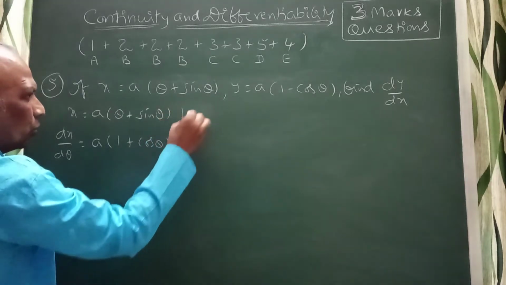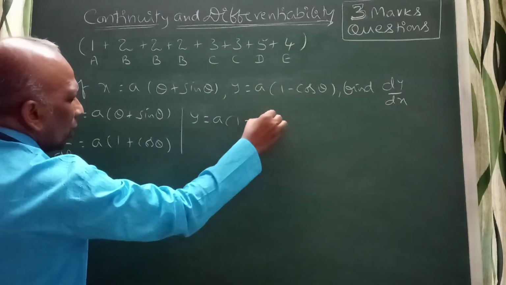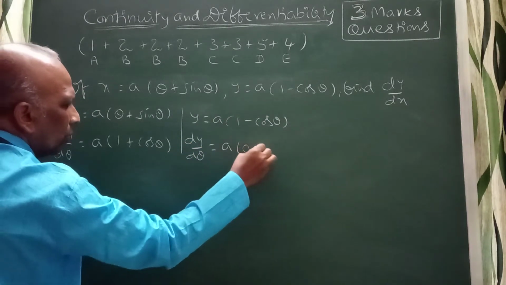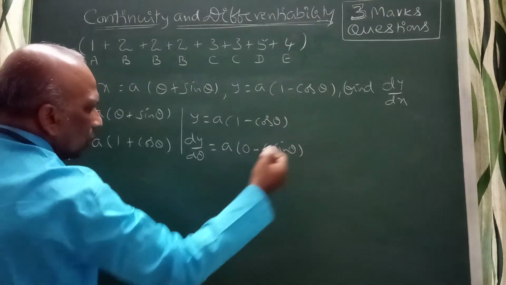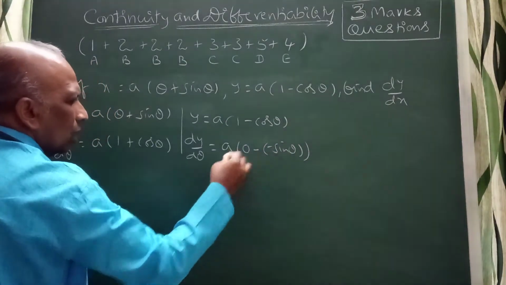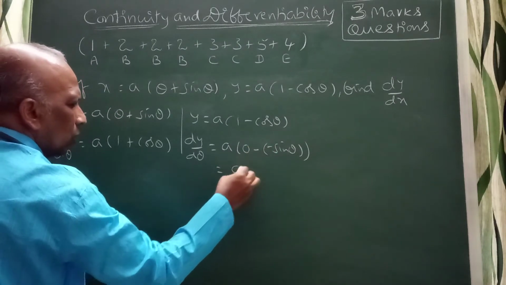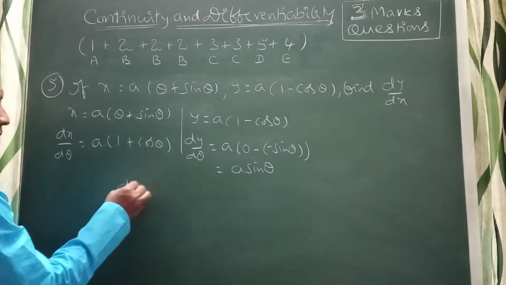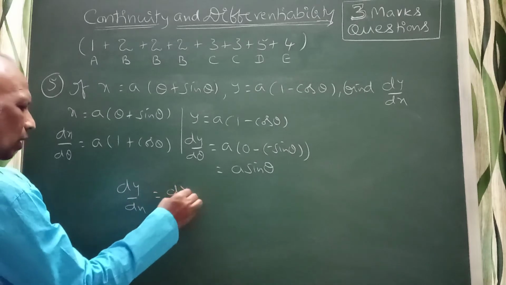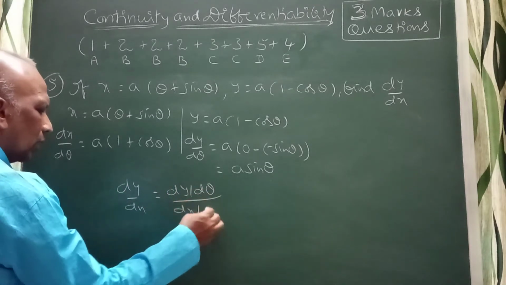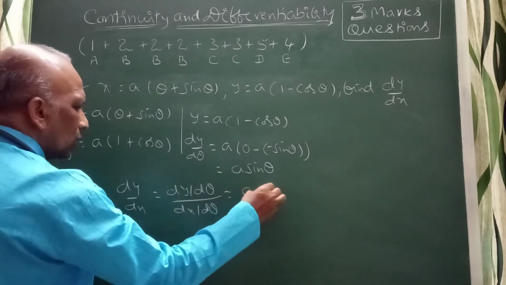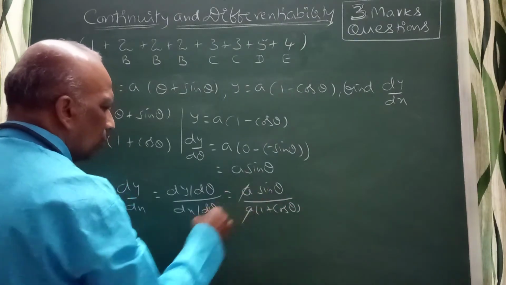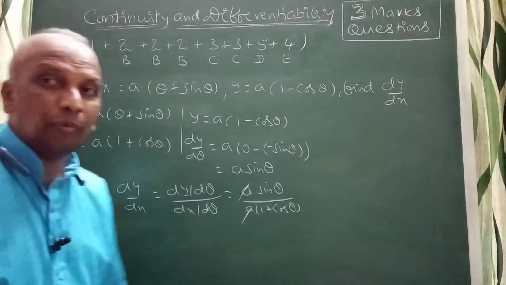We got this. You take y is equal to a into 1 minus cos theta. So dy by d theta, the derivative of 1 is 0, minus cos theta minus sin theta, right? It will come like this. I can write this one minus minus plus, you will get a sin theta. Correct. We want dy by dx, right? I can write dy by dx is equal to dy by d theta by dx by d theta. So I will write a sin theta by a into 1 plus cos theta. I can eliminate a. So you will get answer sin theta by 1 plus cos theta.